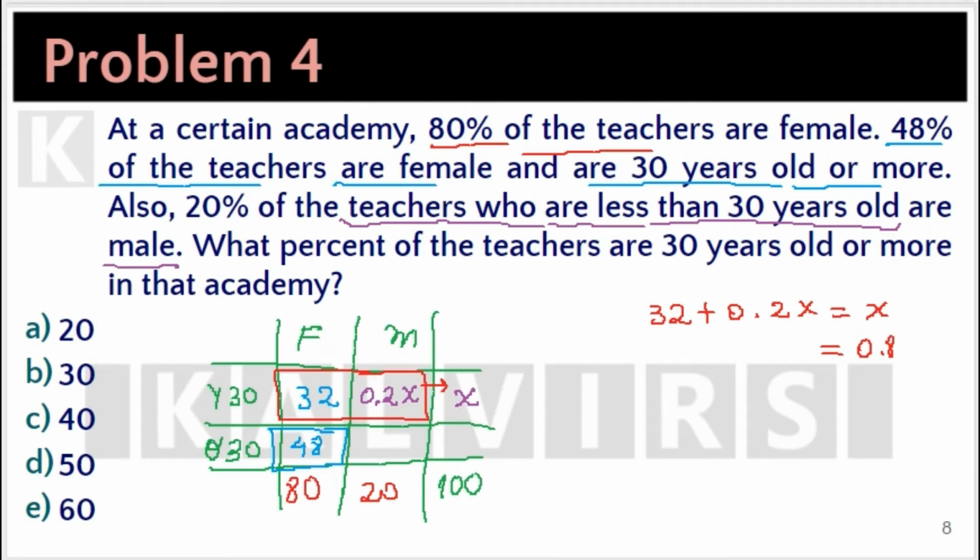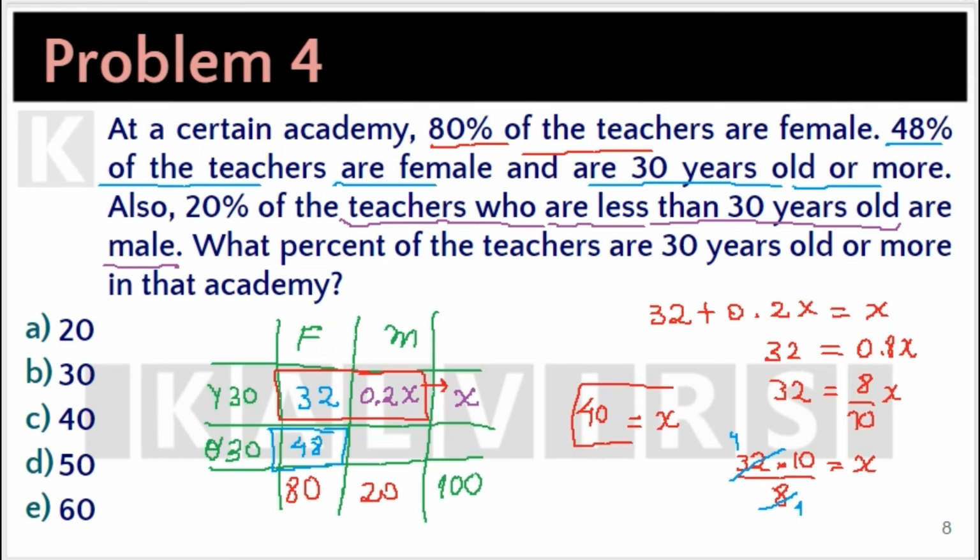Finally, we get that 0.8 times X equals 32. 8 over 10 times X equals 32. X equals 32 times 10 over 8. We can cancel this one and this one. Over 8, 1 over 8, 4. X equals 40.